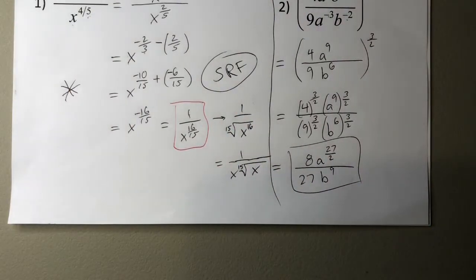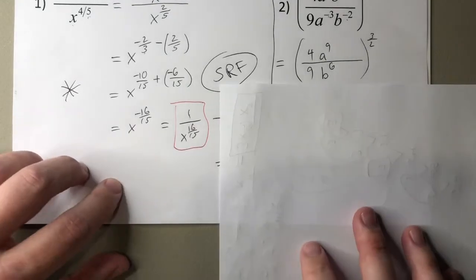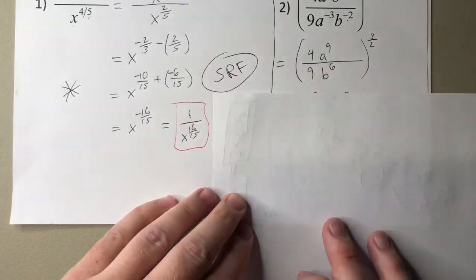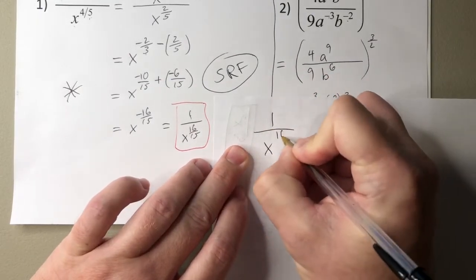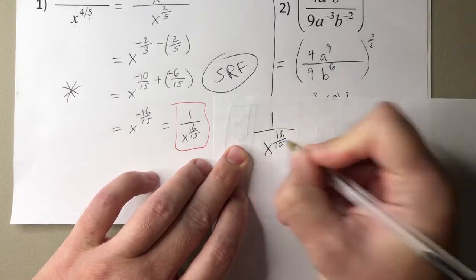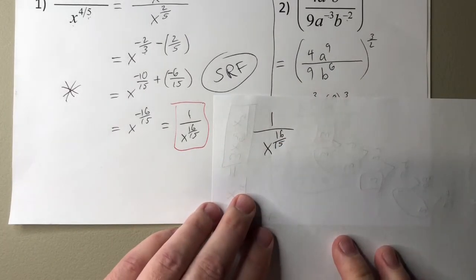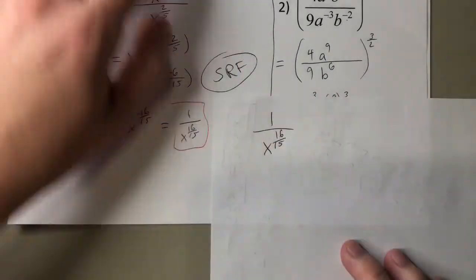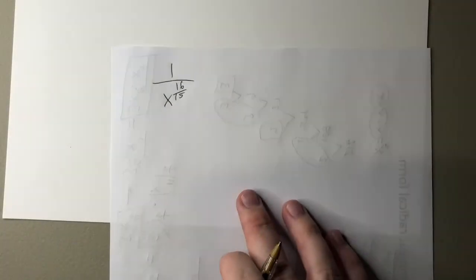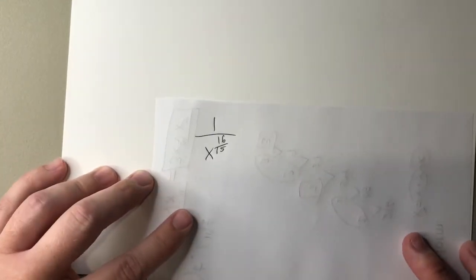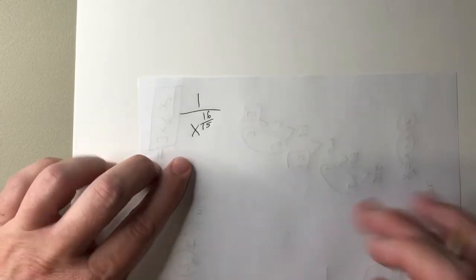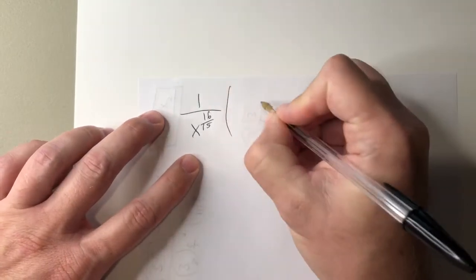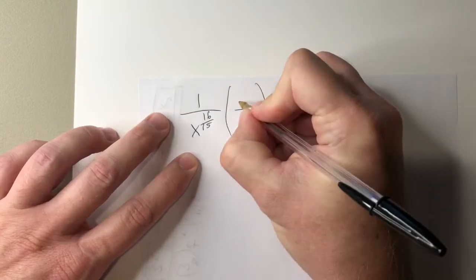So what's a better way? What's a better way, at least in my opinion, to handle something like this, to put it in simplest radical form? Well, here's how I would do this. So stay with me. I'm going to leave this in exponential form, and I'm going to show you how to change this, which is not in simplest radical form, into what is called SRF, simplest radical form. So all you have to do is the following.